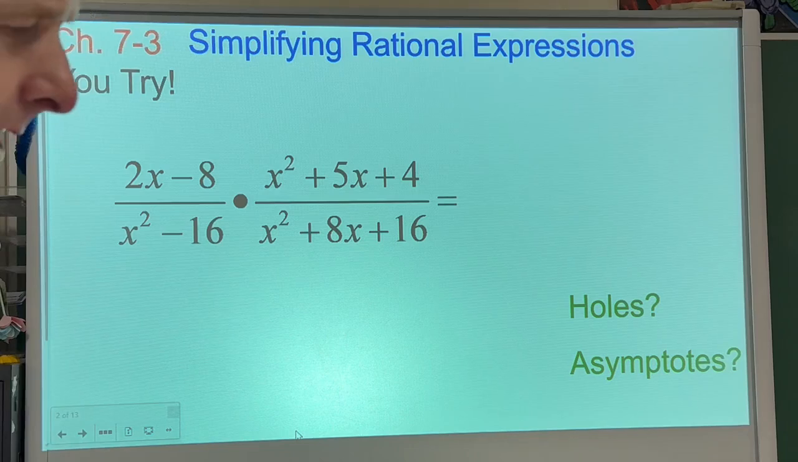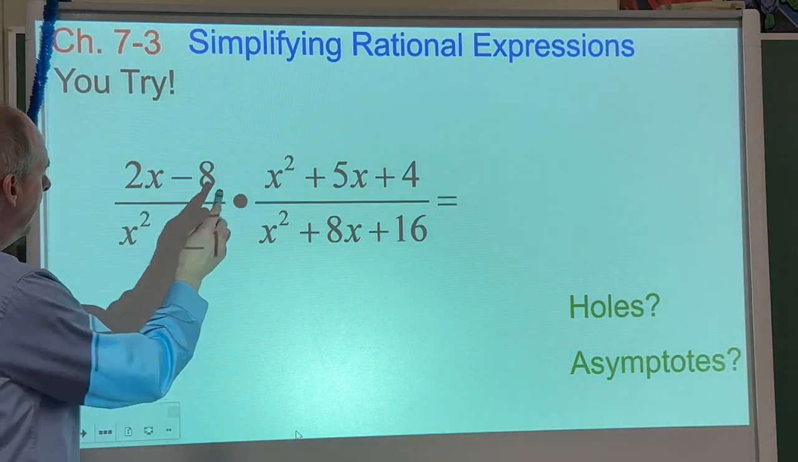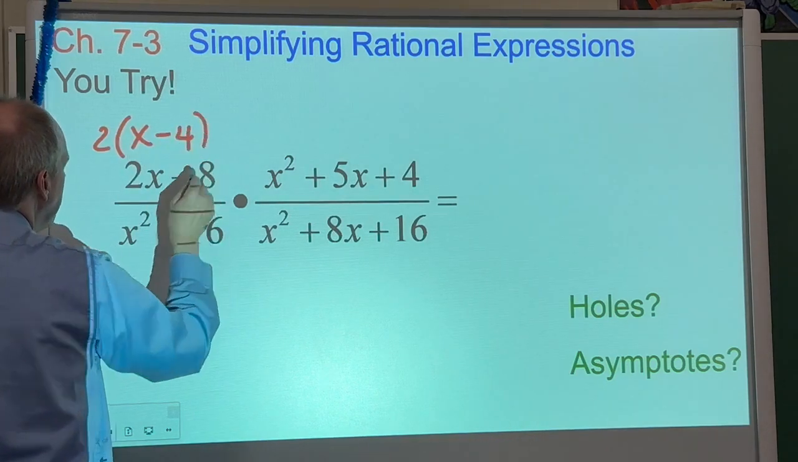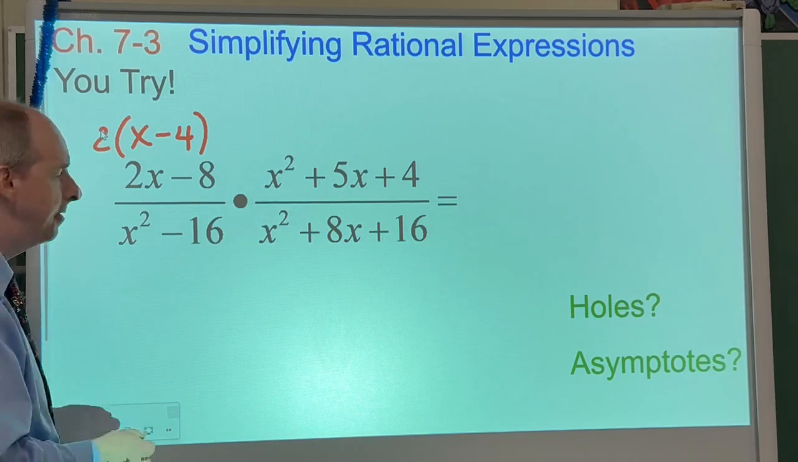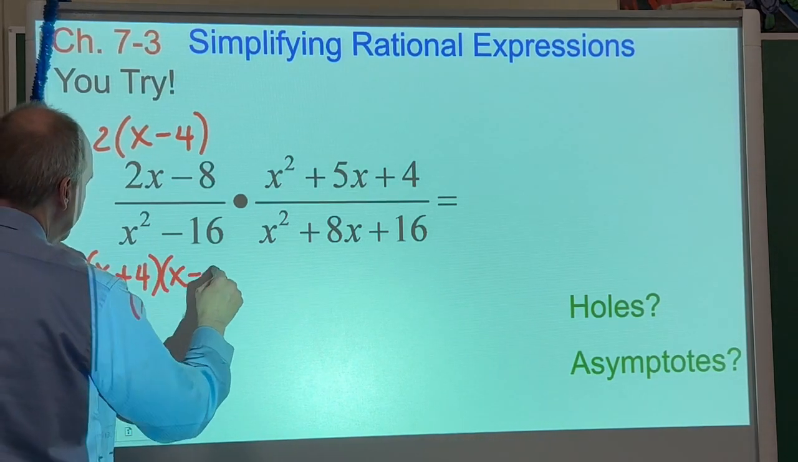All right, welcome back, Algebra 2. So, if I'm factoring 2x minus 8, this is 2 times x, this is 2 times 4. They have a 2 in common. If I'm factoring x squared minus 16, that's a difference of 2 squares: x plus 4 times x minus 4.